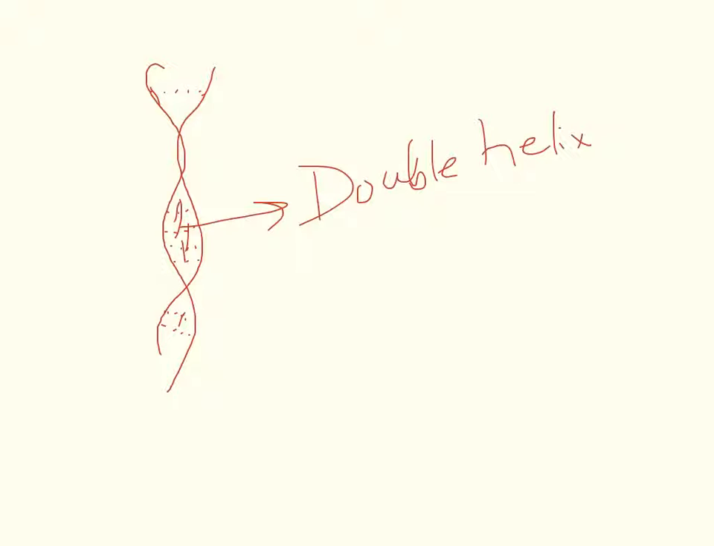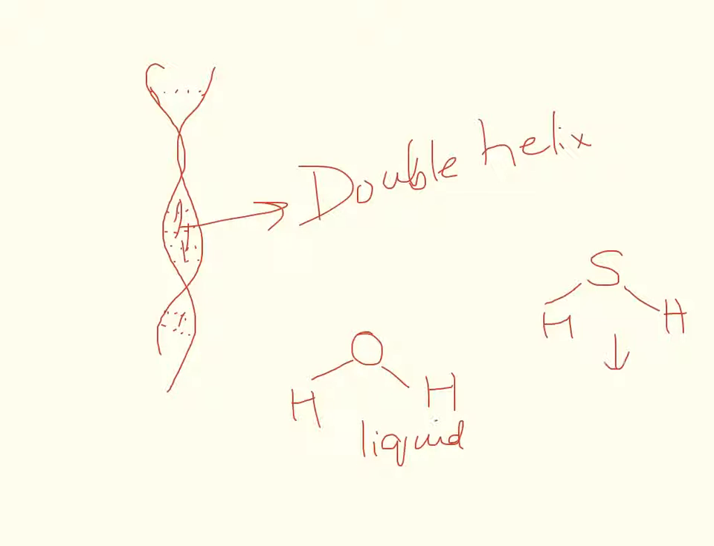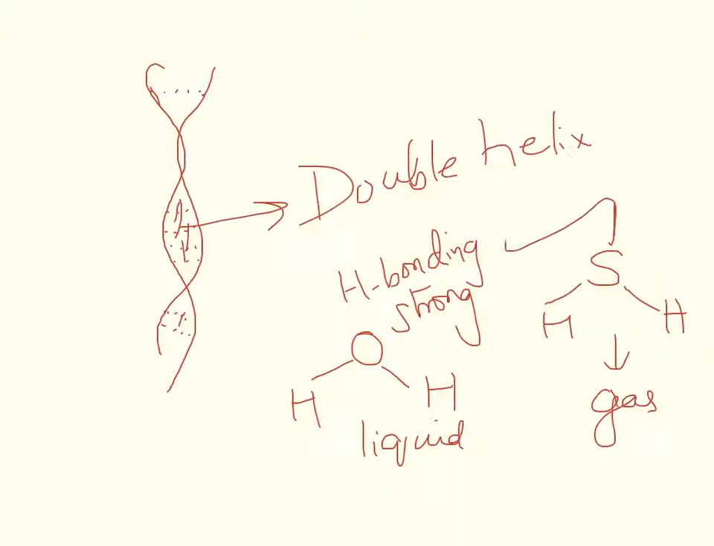Now, some species are liquids at room temperature. For example, water. Water and hydrogen sulfide, they both have similar structures. Same structures in fact, but water is a liquid at room temperature and H2S is a gas at room temperature because of hydrogen bonding. Hydrogen bonding in water is stronger, whereas hydrogen bonding in H2S is weaker.